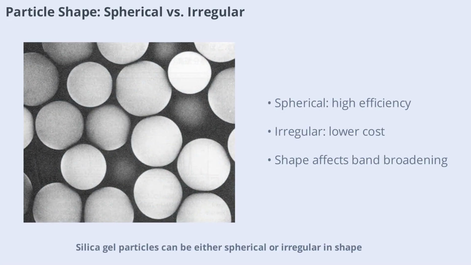Silica gel particles can be either spherical or irregular in shape. Spherical particles provide higher efficiency, longer life, and greater mechanical strength, but come at a higher cost. Irregular particles, while more economical, tend to generate higher back pressure and broader bands. The choice between these shapes depends on your budget and the performance requirements of your analysis.